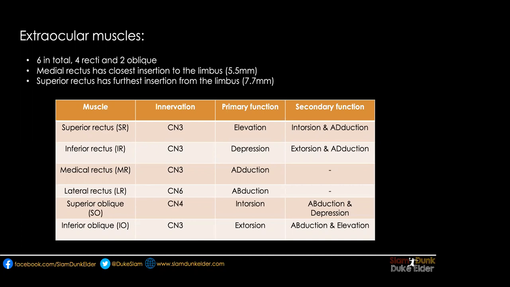Two things I think are worth noting are that the medial rectus has the closest insertion to the limbus, whereas the superior rectus is further from the limbus. So I think just learn those two, because it's quite an easy exam question to ask. But I think it's also worth learning the primary and the secondary functions as well.